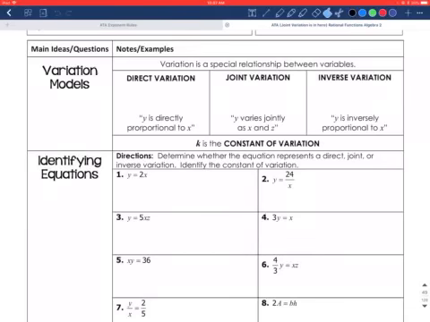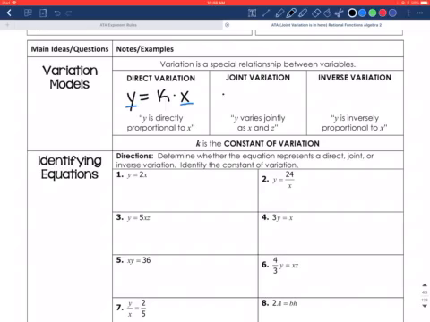This is April the 13th, and this is variation. Variation is just a relationship between two variables. It talks about how two different variables affect each other when they're applied together. So, you have direct variation, which looks like this: y equals k times x, where y and x are two variables, and k is your constant. It will stay the same throughout the entire problem.